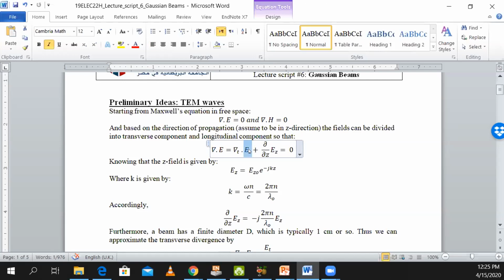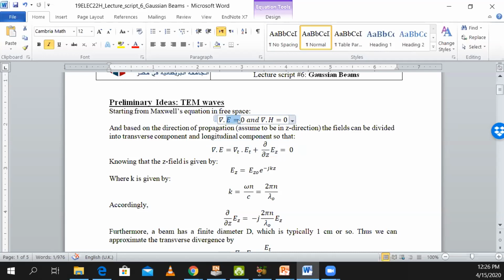I believe you have heard this word before, in microwaves maybe, or in EM2 as well. This is the transverse component, which is in the directions not including the direction of propagation, and this is the direction of propagation. Now we divide this term E into transverse and z parts: div E equals div transverse times E transverse plus partial over partial z of E_z, which equals 0. So this equation is the divergence equation.